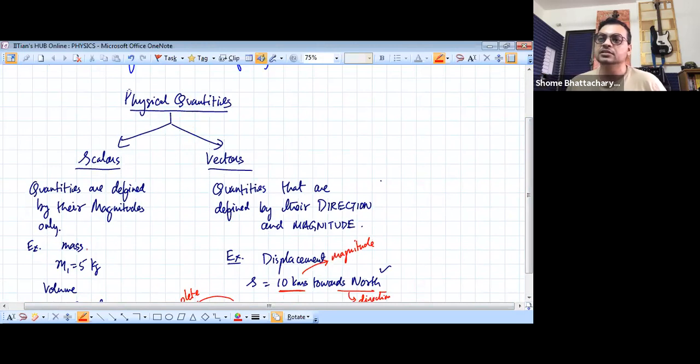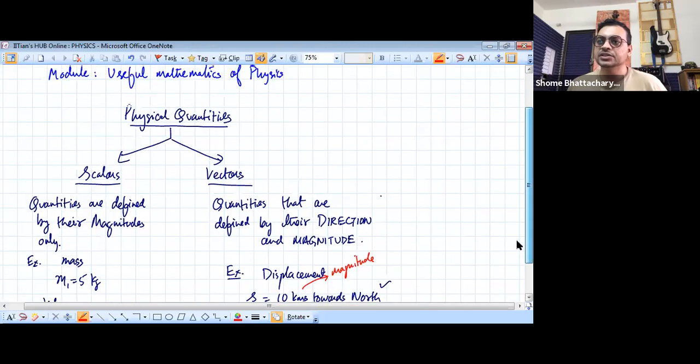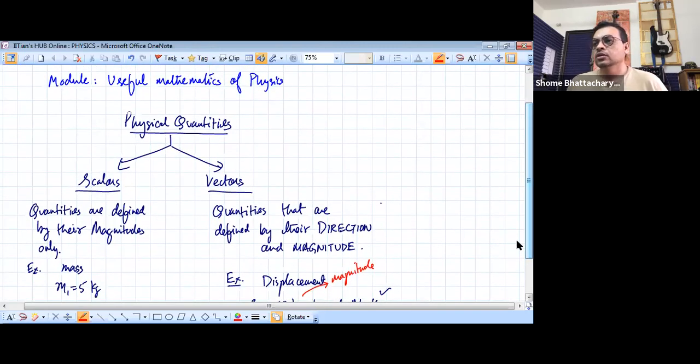Do I measure it by just a magnitude or an amount? Or do I express it in terms of an amount acting in a certain direction? So do I define it in terms of direction and magnitude? Agar direction and magnitude ke terms mein define karte hain, then we call that quantity a vector quantity. Whereas if it's only in terms of magnitude, we call that quantity a scalar quantity. Okay. So this is the first aspect about vectors, understanding the classification of physical quantities into vectors and scalars. Okay, so hope this is clear to all of you.